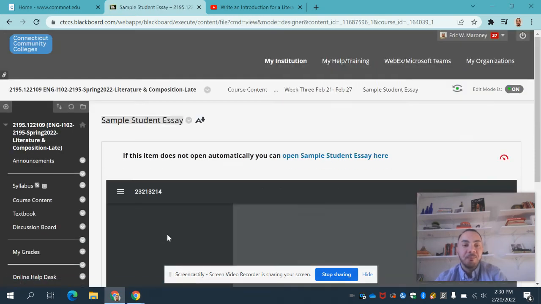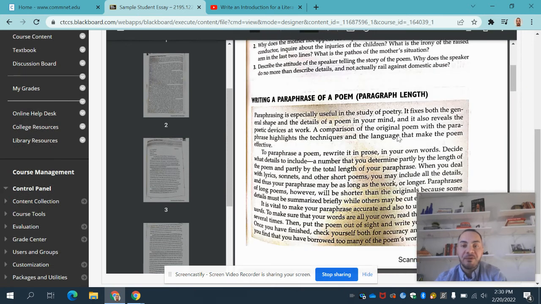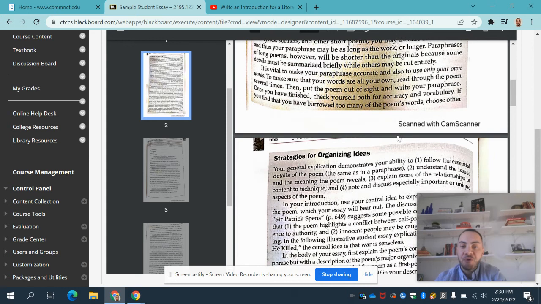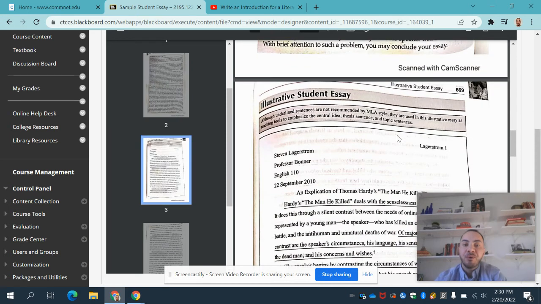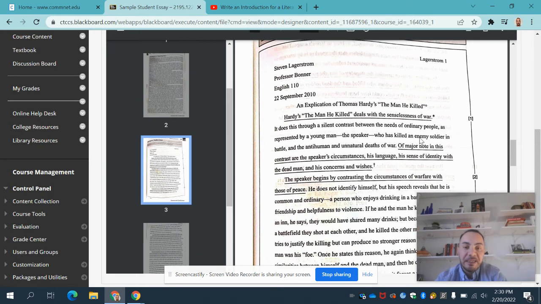So if I open this up, I'm going to go ahead and scroll through. The first couple of pages are just going to give you a little bit of general information about how to write about poetry. But if you scroll through to about the third page here, we're going to get an example of a poetry analysis or a poetry explication.